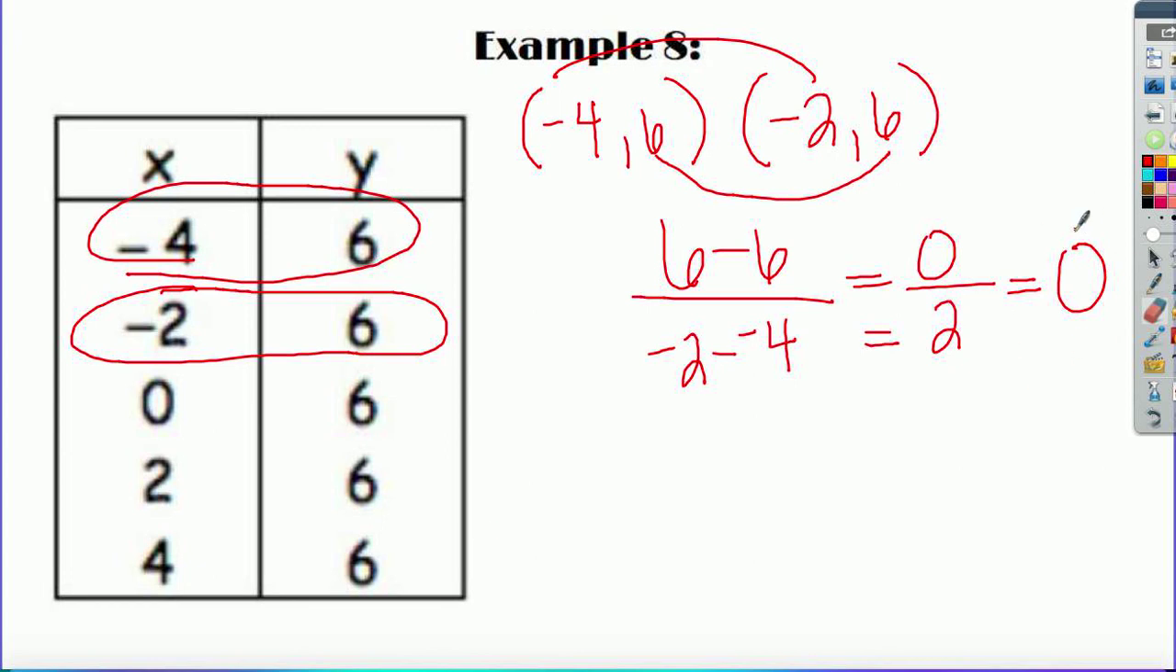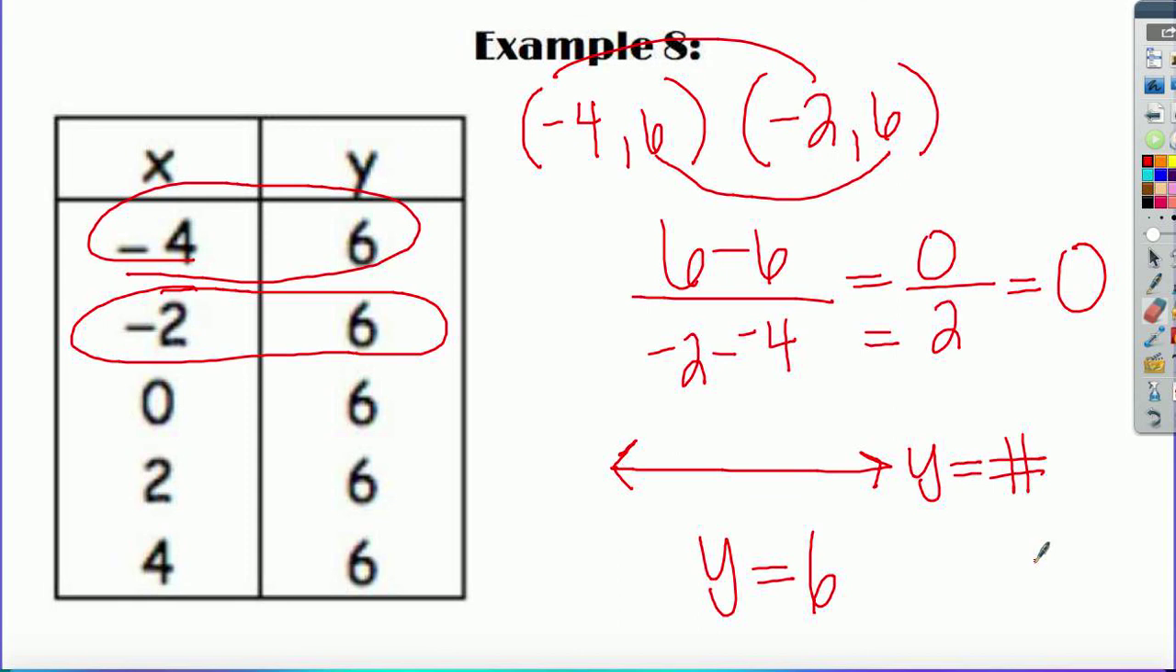We now should remember that zero slope lines are horizontal lines, and they always have the equation just y equals the number where it's going to intercept the y-axis. So it's going to be y equals that value that just keeps repeating on y. So our equation is just y equals 6.